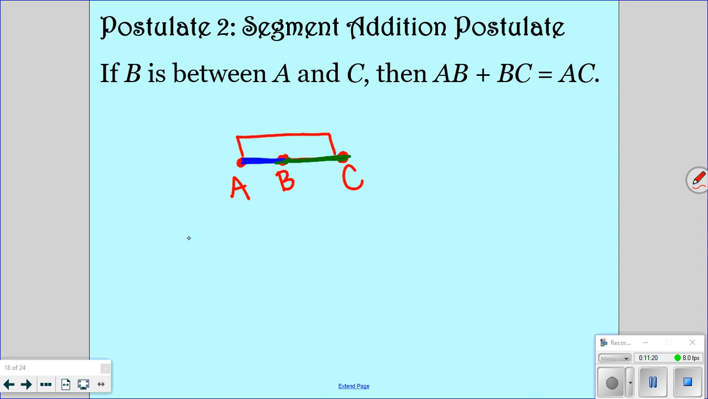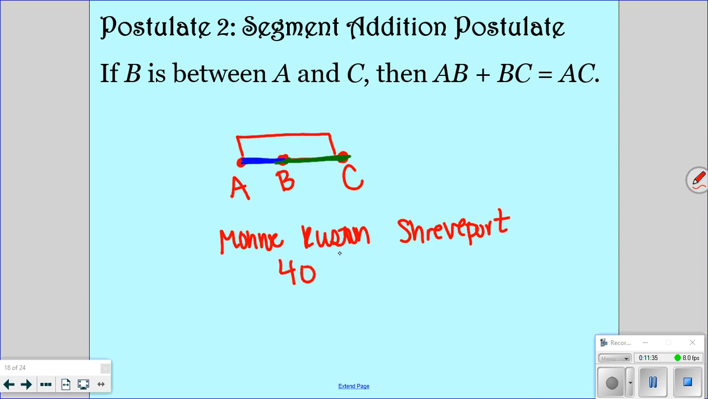So if we went from Monroe to Ruston and then to Shreveport, the distance between Monroe and Ruston, let's say, is 40 miles. And then the distance between Ruston and Shreveport is, we'll say 80 miles. I have no idea. The total would be 120. And there you go. That's how you use the segment addition postulate. It's not terribly difficult.